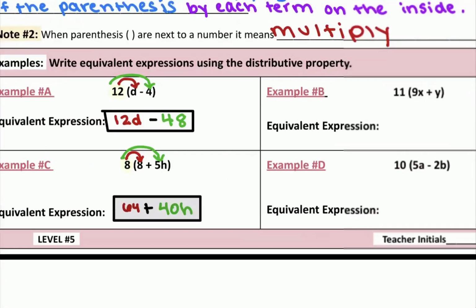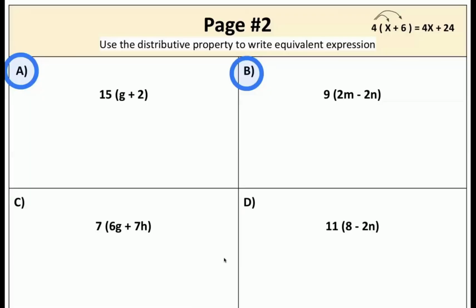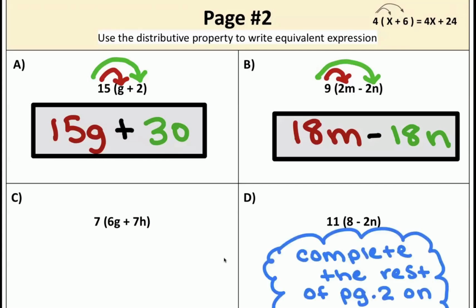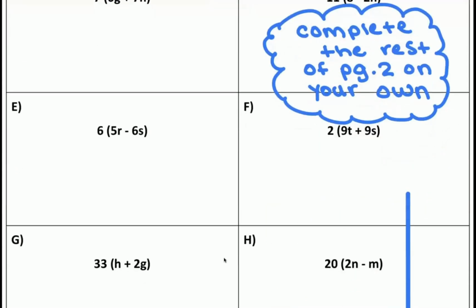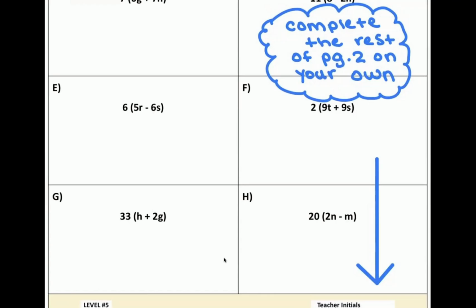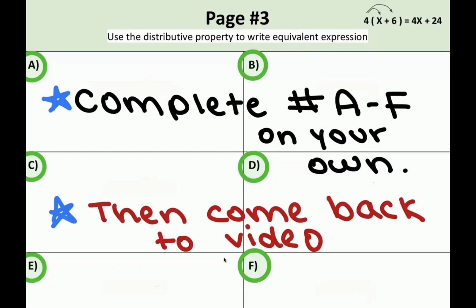Go ahead and complete the rest of page 1, and then if your teacher wants you to, check in with them to get some feedback. Complete example A and B on your own, then come back to the video to check your work. Check your work for example A and example B. Then complete the rest of page 2 on your own and check in with your teacher if they're asking you to. Let's take a look at page 3. Go ahead and complete A through F on your own, then come back to the video.